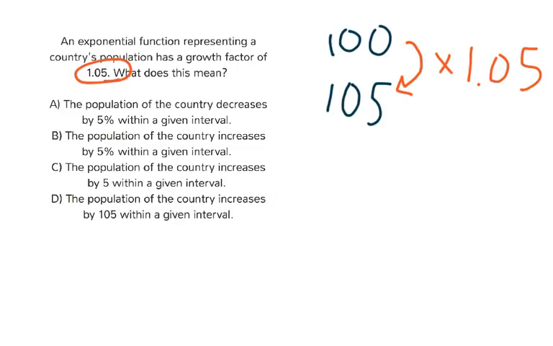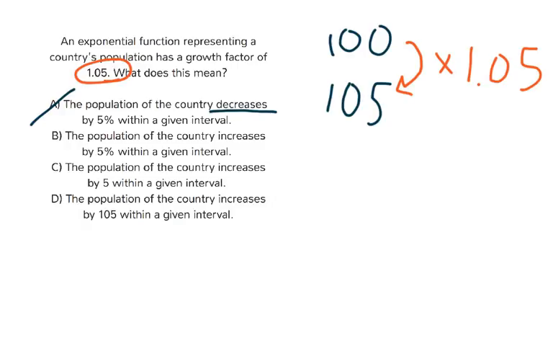So it looks like the population is increasing if we're multiplying by 1.05. Where I see decreases here, I know that's not the answer. So I know that the population of the country is increasing. My choices are B, the population of the country increases by 5% within a given interval. C, the population of the country increases by 5 within a given interval. And then D, the population of the country increases by 105 within a given interval.